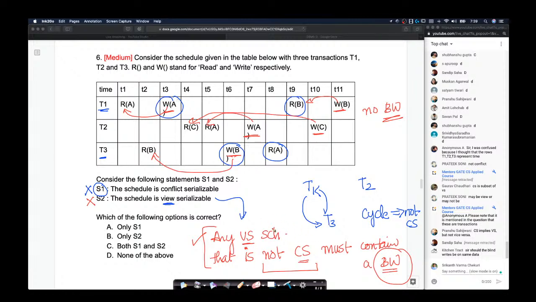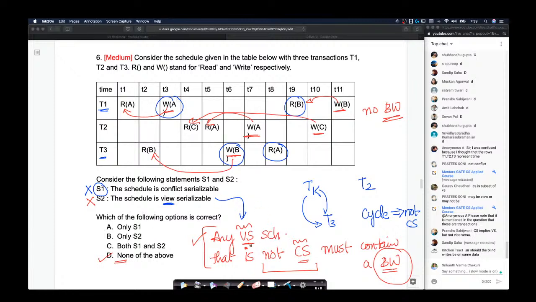So we thought we'll introduce this here. It's a very interesting property to think of, connecting view and conflict serializability. Cool. So now given that both are incorrect, which of the options are correct? None of the above, right?